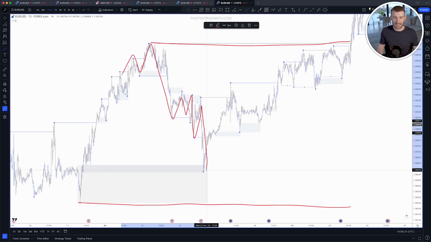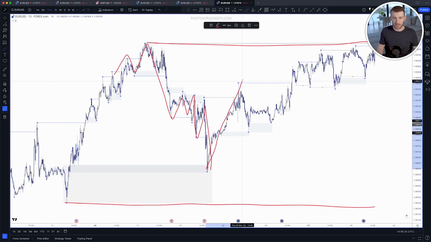We need confirmation. We want to see the M15 shift bullish. We get that at this point. Shifts bullish here. Okay, now we have really high conviction that we expect the M15 will now stay bullish until it takes out that 4-hour high at least. So now at this point when we're here, what can we do?